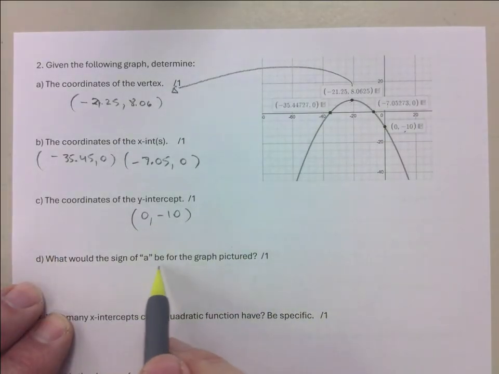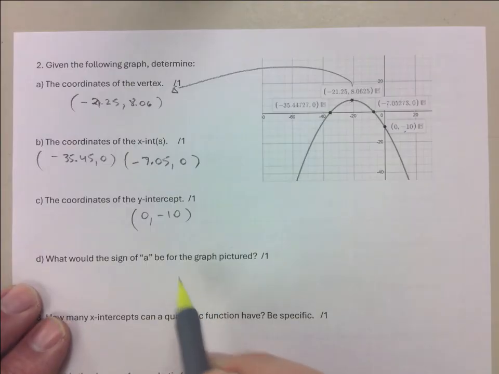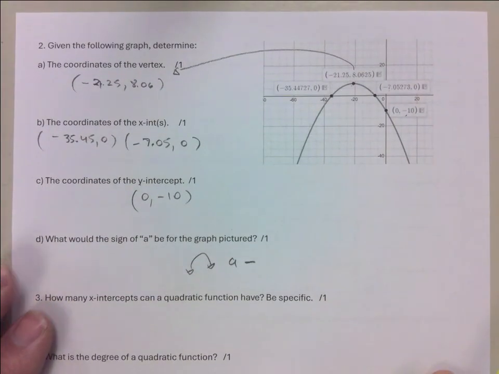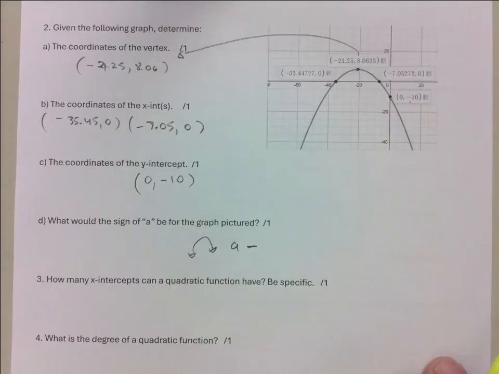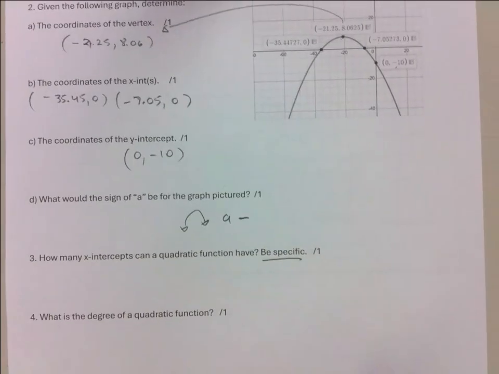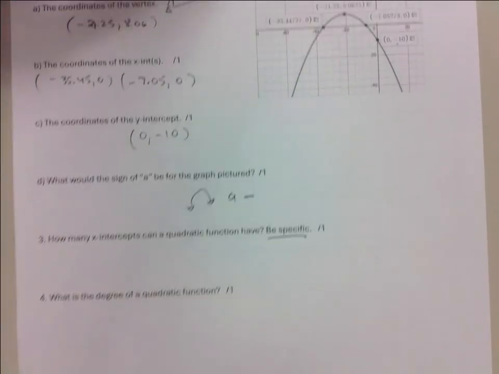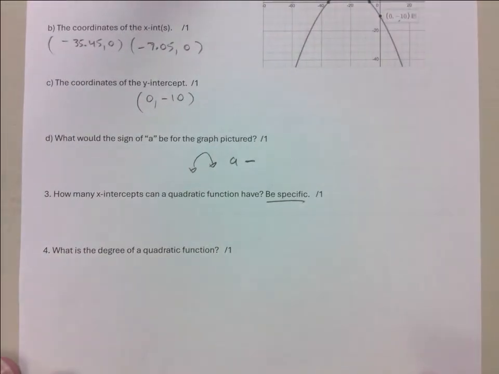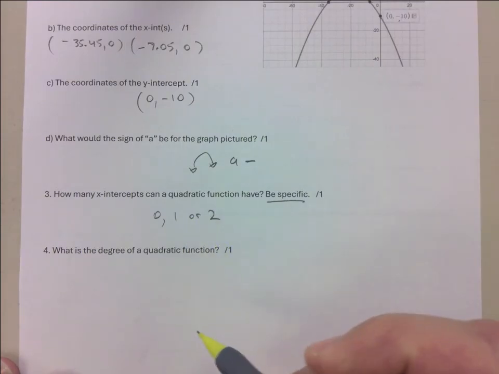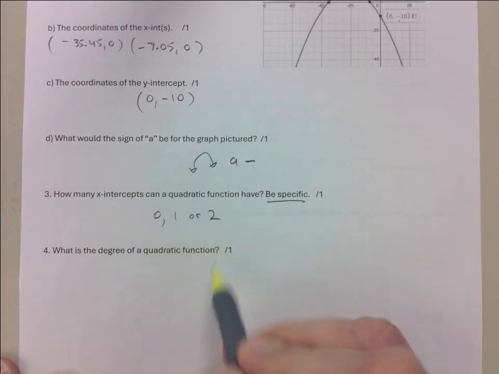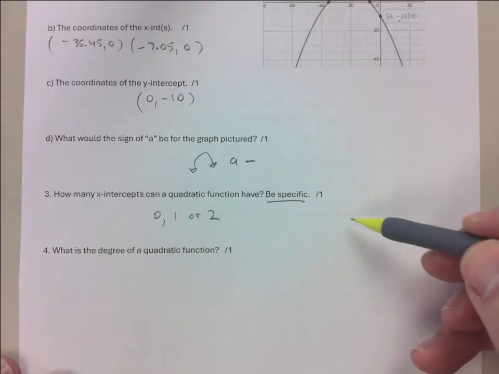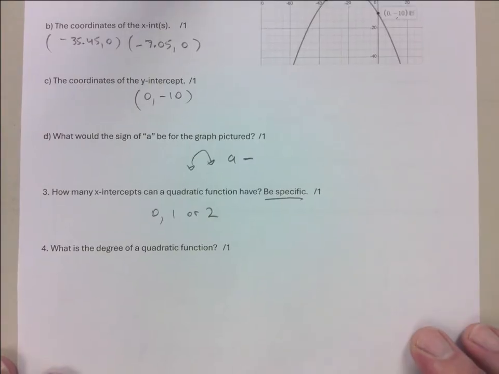What would the sign of A be for this graph? It's pointing down, so A is negative, right? We expect A to be negative. How many x-intercepts can a quadratic function have? Be specific. I didn't talk about this in detail yet. We'll do that today, but it's 0, 1, or 2. A quadratic can have 0, 1, or 2. So if you got this one wrong, don't take any marks off today. We're just going to ignore it if you got this wrong.